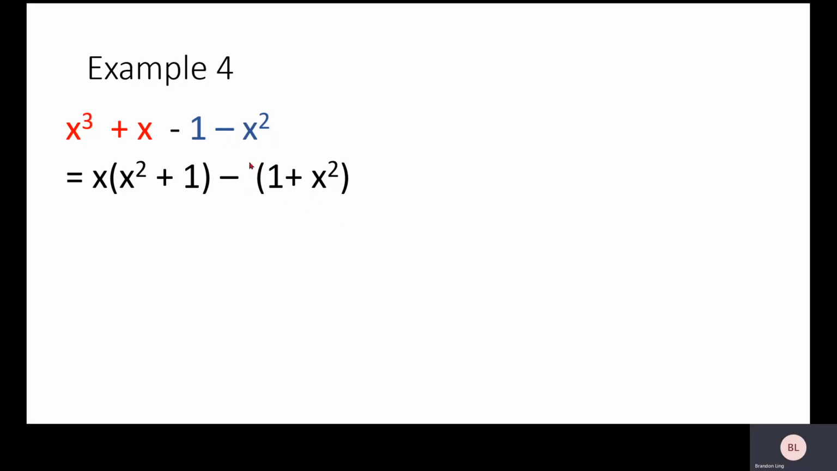Again, we can safely assume that the coefficient at the front here is equal to 1. The next step will be pulling out this x squared plus 1 into the first bracket. And finally, in your second bracket, you can put x minus 1.